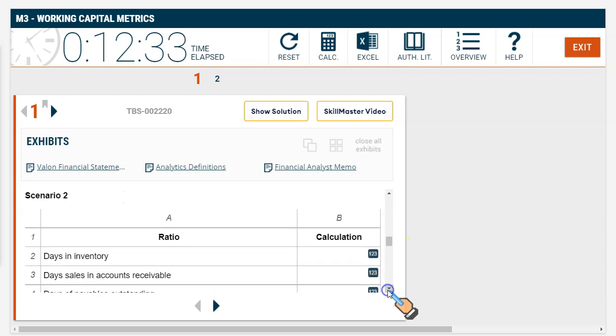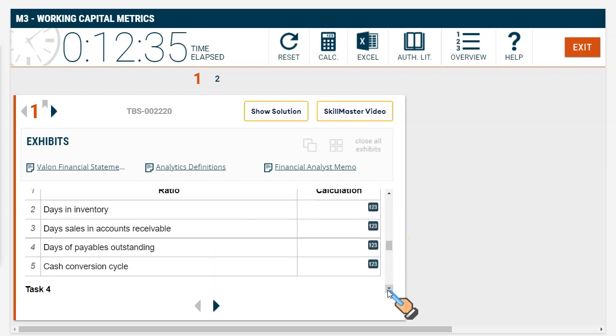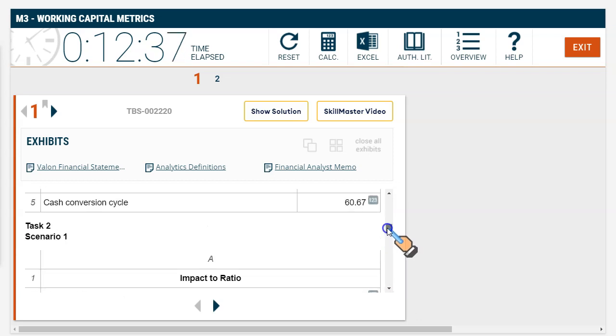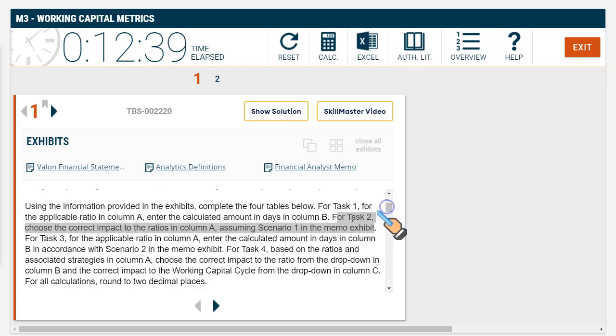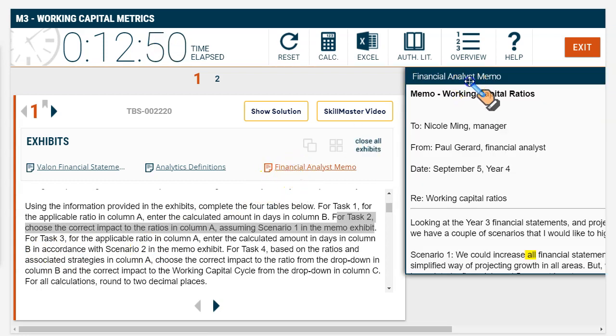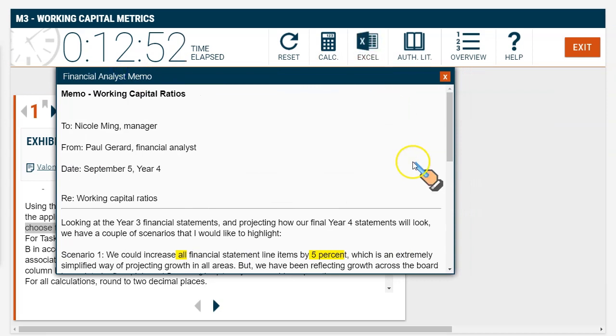Right, so this is done. Next, for task 3, what exactly do we need? Let's go back here. It says for task 3, the activity ratio in column A, enter the calculated amount in days in column B in accordance with scenario 2. And this is scenario 2. Let's go right below this one.